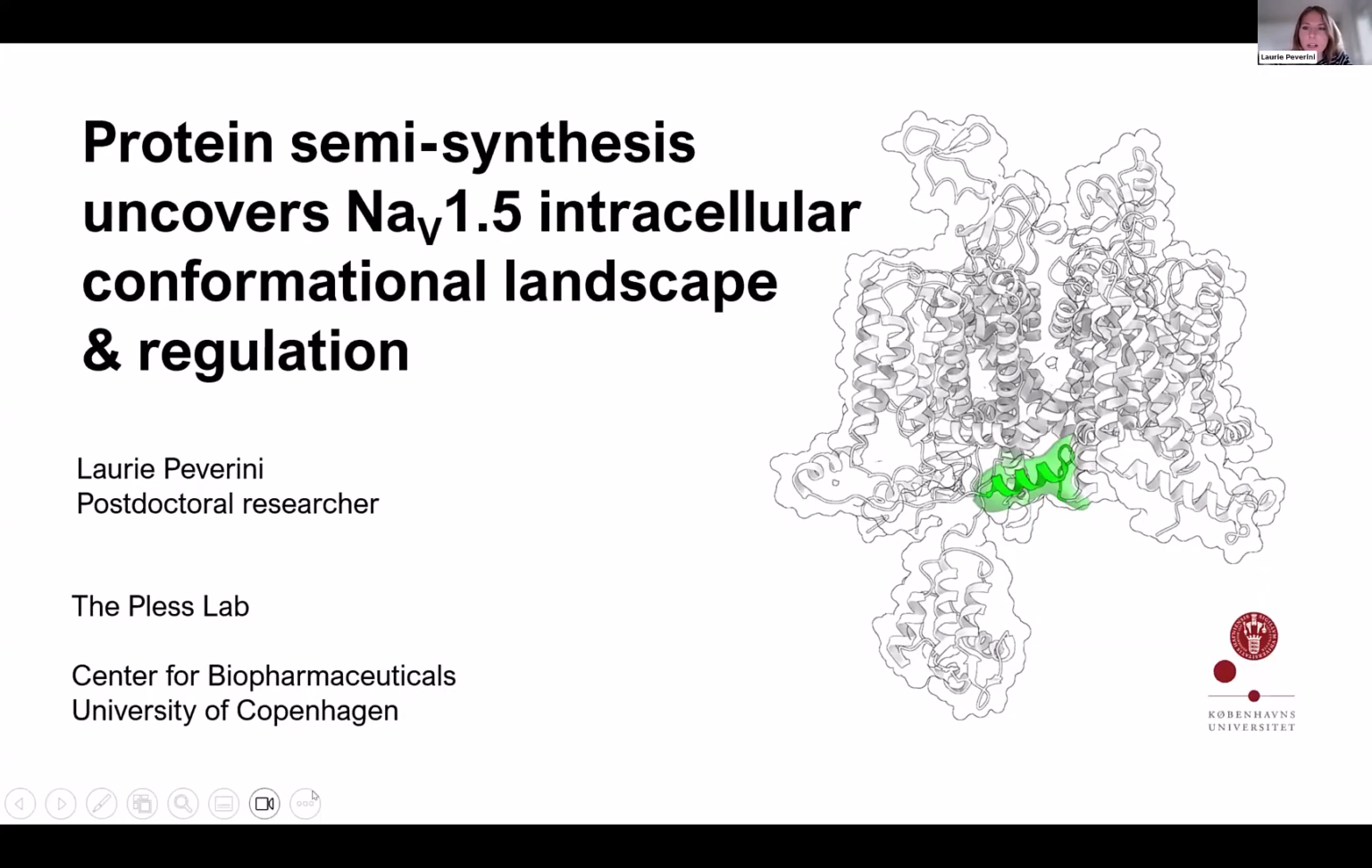And so today I will present to you the work that I have done in Stefan Pless's lab at the University of Copenhagen. During this work, we used protein semisynthesis, and I will explain later which type of technology we used, in order to study the NaV1.5 channel. The aim was to study more the intracellular conformational landscape and regulation of this ion channel.